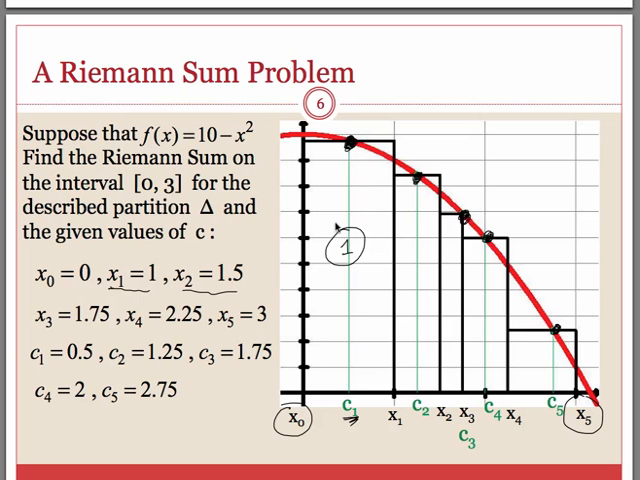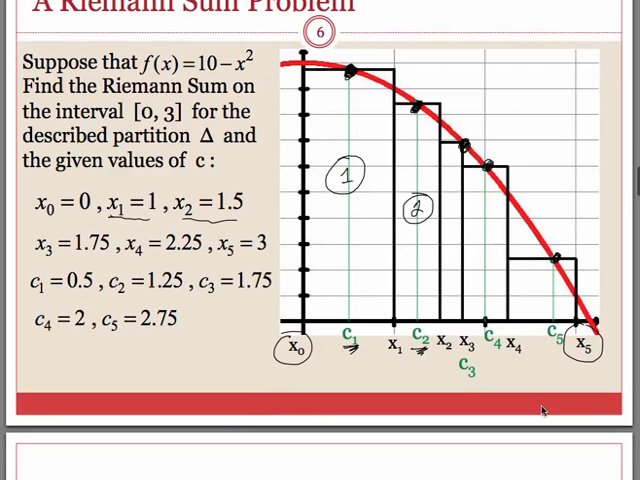The second rectangle, we already established has a width of 0.5. For the height of that one, we're going to have to substitute c2, which we are told is 1.25, into the function, and that's going to give us the height of that rectangle. And then we'll do the same for each of the others. So there are a few different ways we can actually do this. We can use our calculator to do all the work for us by making use of the function notation that's built into the calculator.